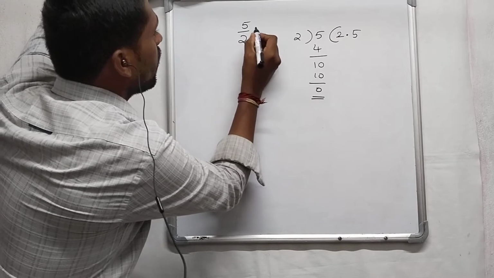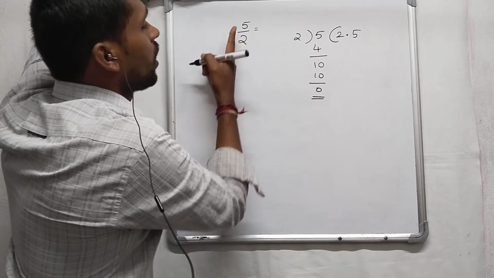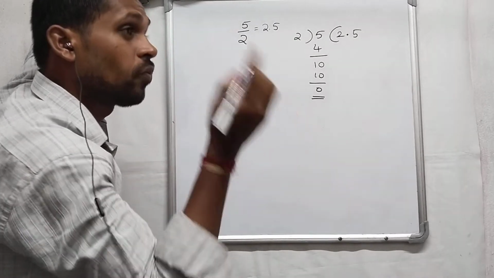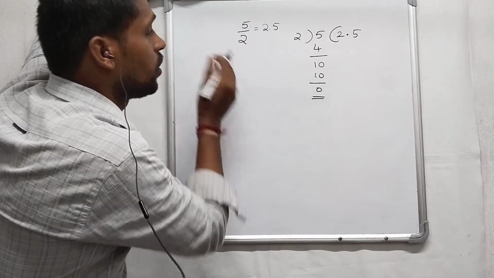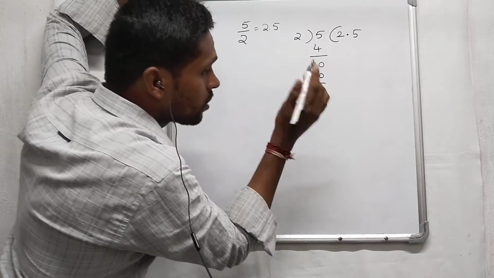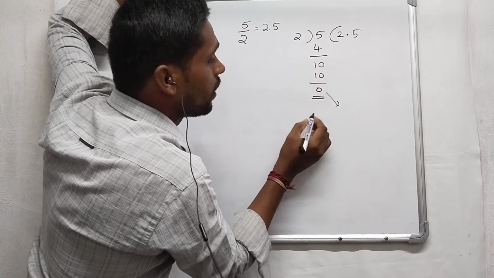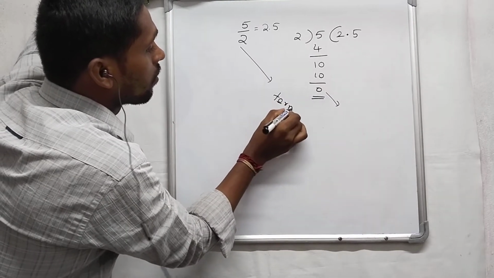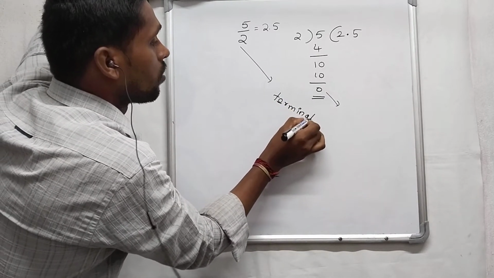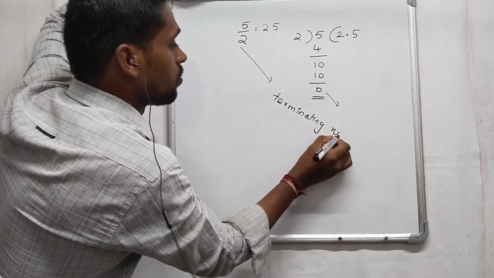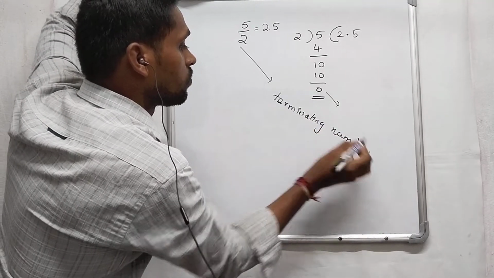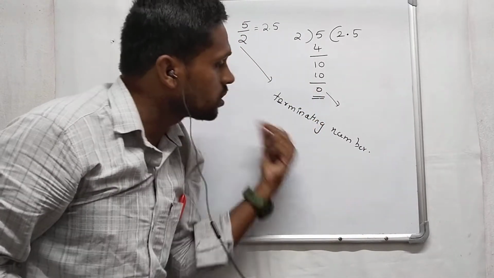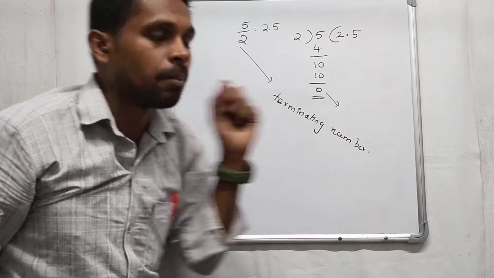So, when you divide 5 by 2, what do you get in decimal form? 2.5. So when you divide any number and it gives a remainder 0, then those numbers we call terminating numbers.